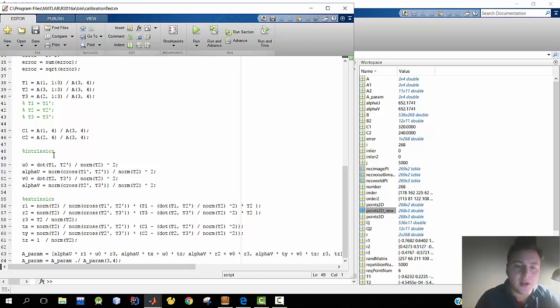Now I want to talk about the camera parameters, and there are two types of camera parameters. One of them is intrinsic parameters. Intrinsic parameters model the behavior of the internal geometry of the camera, and we are estimating them with these formulas: U0, alpha U, V0, alpha V are the intrinsic parameters, and we are using, as you can see, T1, T2, T3 to estimate them. And we are, of course, dealing with vectors, and when we are using vector multiplication, we have to use dot and cross product.